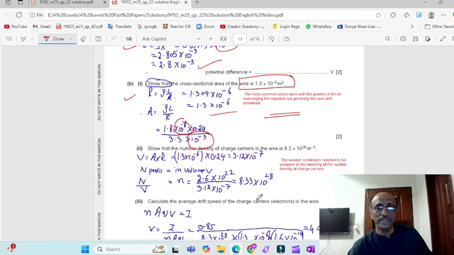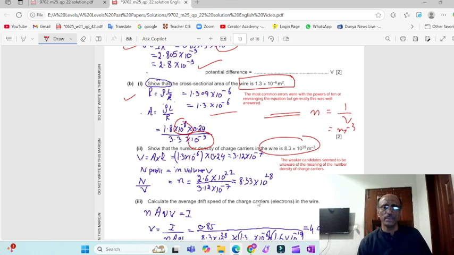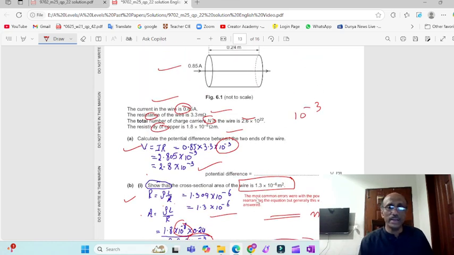Now the next one is: show that the number density of the charge carriers in the wire is this. Now number density is the number per volume, because it has the unit m⁻³. So now we will calculate the volume. Volume is calculated by area times length. These two dimensions are given, so I will get the volume. Now in this volume, these particles are contained.